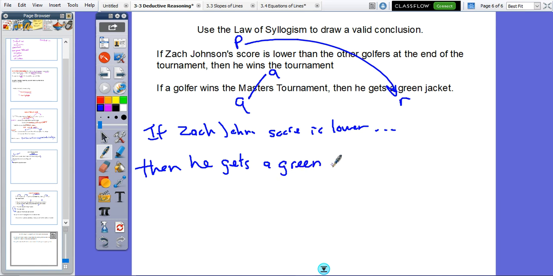So this is a perfectly good, well-made, logical conclusion based off the information that we have in the law of syllogism. So that's 3.3 in a nutshell.